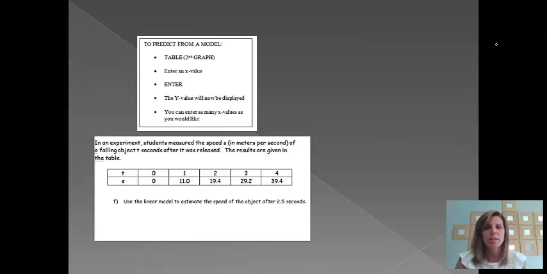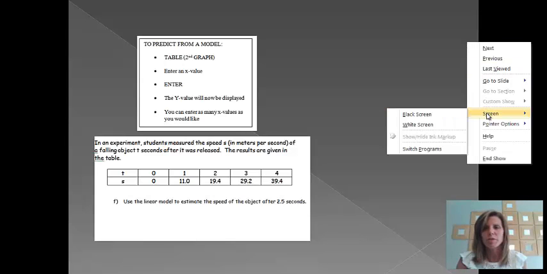So you'll notice again, there are some specific directions that we'll be following. And if you look down at the example, you'll notice it's the exact same example that I've been using in the other videos. So we'll have all of our information already in the calculator. And then this one says to use the linear model to estimate the speed of the object after 2.5 seconds. You'll notice after 2.5 seconds, that's the t or the L1. So we'll be looking at the list 2, or we'll be looking at what we get for that answer. So let's go over to our calculator now.